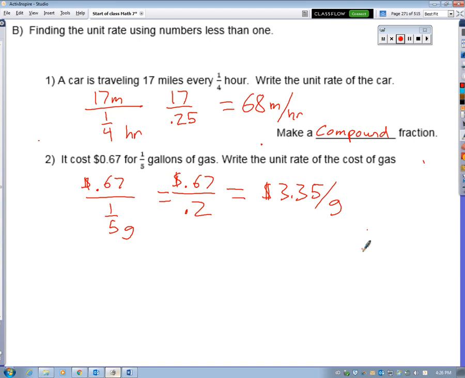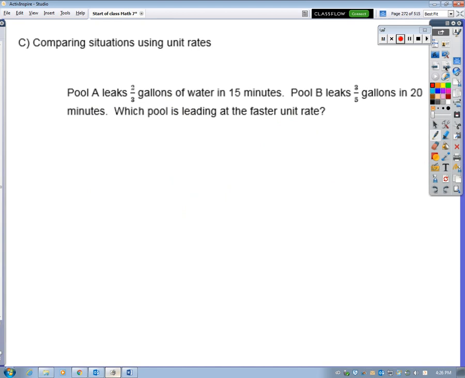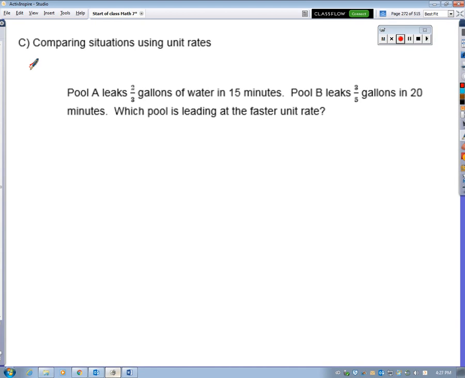Okay, we did some of these unit rates. Let's take a look at some more examples here. Sometimes we can compare situations where we have unit rates to see what's going on. Here we have pool A leaks 2/3 of a gallon in 15 minutes. Pool B leaks 3/5 of a gallon in 20 minutes. Which pool is leaking at the faster unit rate?